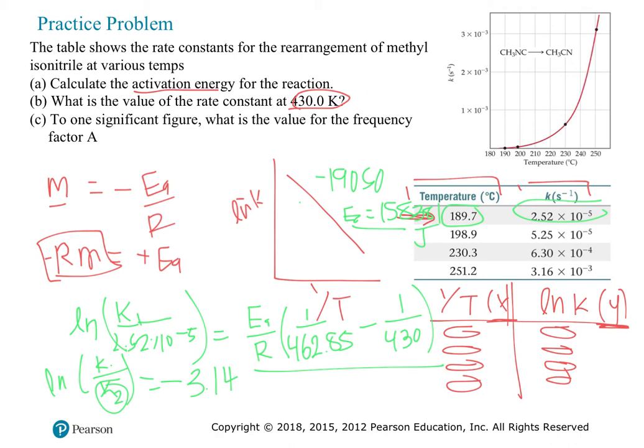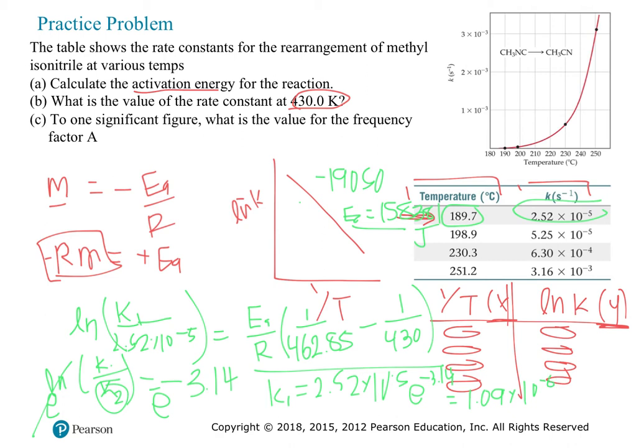So we're going to get rid of the natural log, we're going to e the whole thing. So that gets rid of the natural log. And then we can now multiply by K2. So we get K1, which we're trying to find, is 2.52 times 10 to the negative 5th times e to the negative 3.14, which gives us a value of 1.09 times 10 to the negative 6.